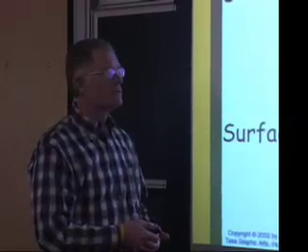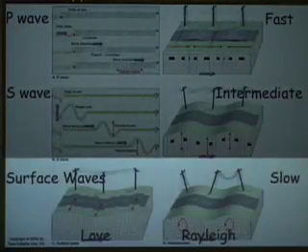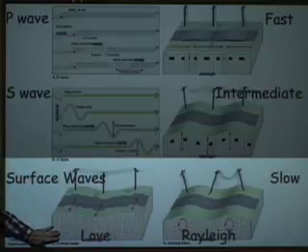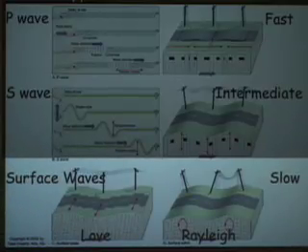Slowest of all the waves would be the surface waves. And these are so named because the maximum amplitude that they produce is at the surface of the Earth. The amplitude of oscillation of the Earth decreases as you go into the Earth, so that by the time you get down to 40, 50, or 60 kilometers within the Earth, these surface wave amplitudes have died away.